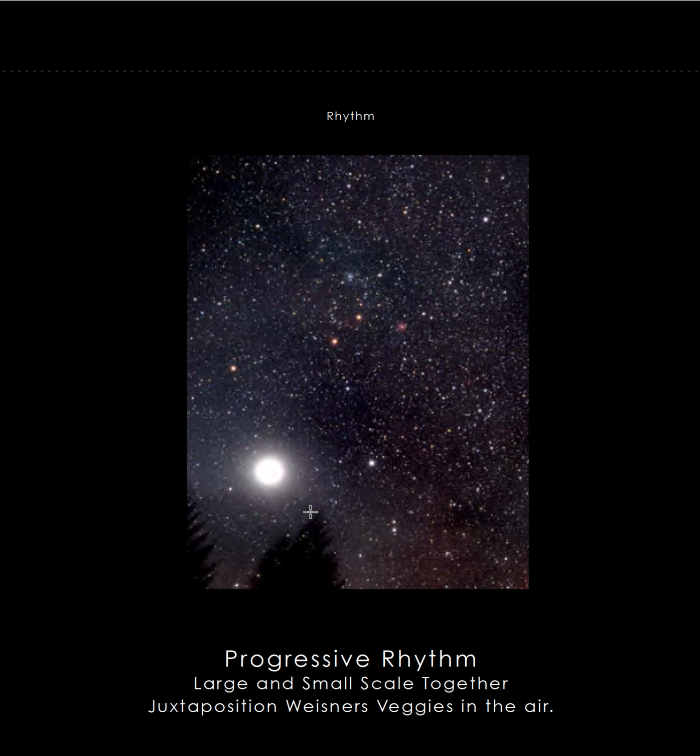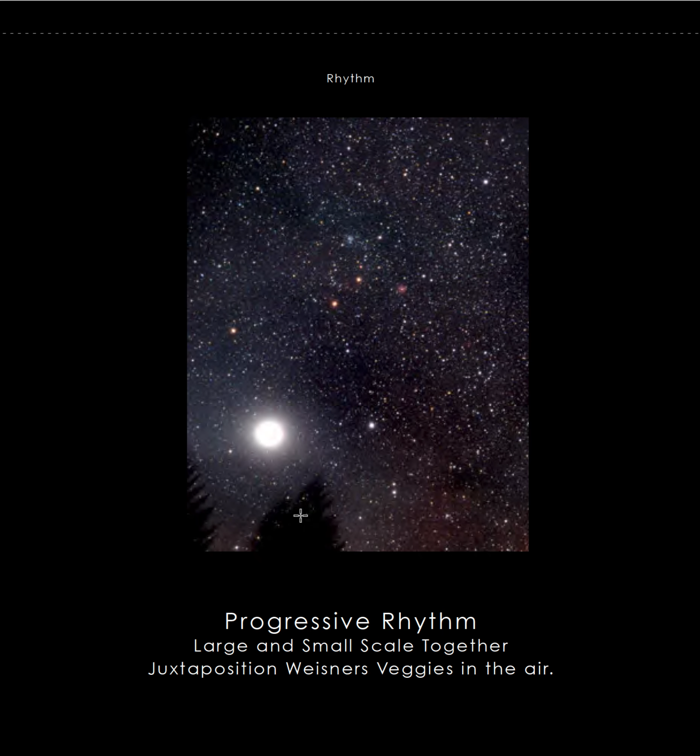This is one that I don't normally cover, but I think it's a very important one now that I've been reintroduced to it. Progressive rhythm, large and small scale, together, juxtaposition, Wiesner's Veggies in the Air. This is a children's book by David Wiesner. You guys might want to look it up.